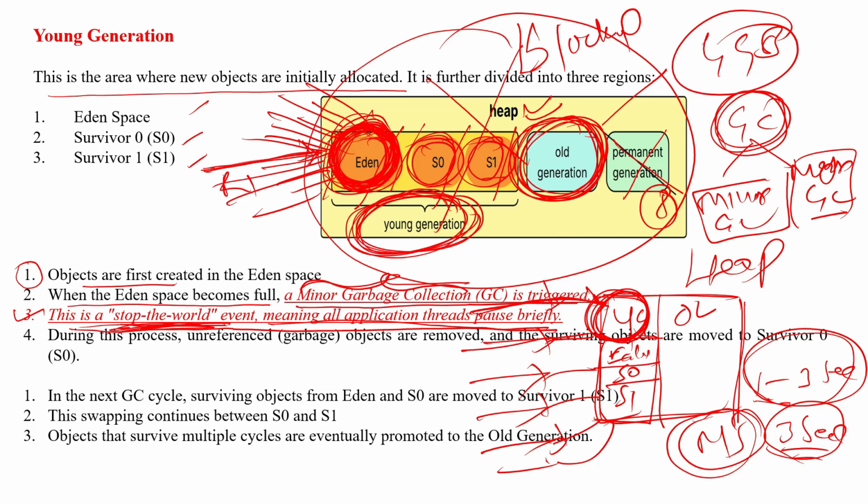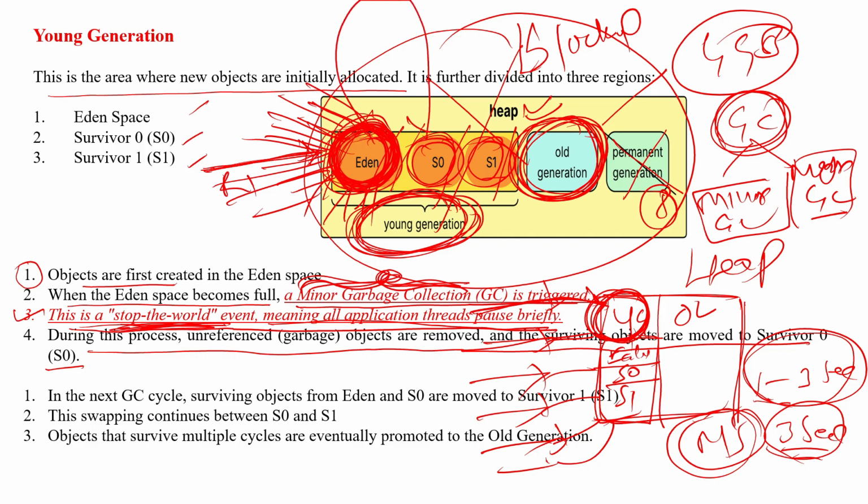So what will happen during this process? Unreferenced garbage objects are removed and the surviving objects are moved to survivor 0. So what will happen when the Eden is full? Okay, so a minor garbage collection will be initiated. If there are any dead objects which are not referenced by any request, they will be removed from the Eden space. And if some objects are still referenced by some request, they will move to the survivor S0 space here.